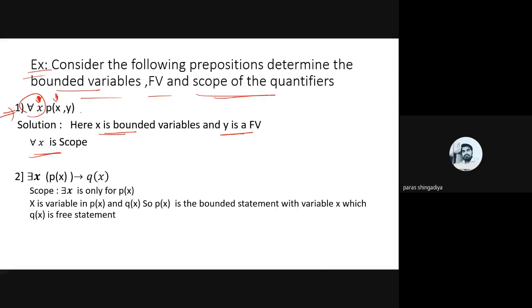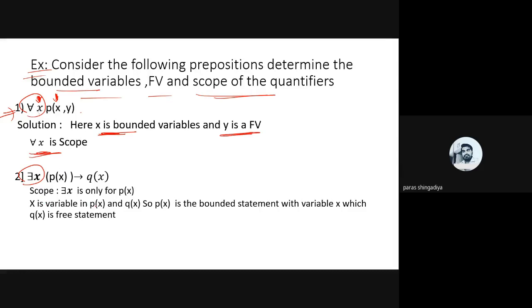So x is the main variable here, that is bound in this occurrence of the variable, and therefore we can say x is a bound variable, y is the free variable, and every x, P of x is the scope. Now in the second one, there exists x, P of x conditionally to Q of x. So there exists x, P of x is only for P of x.